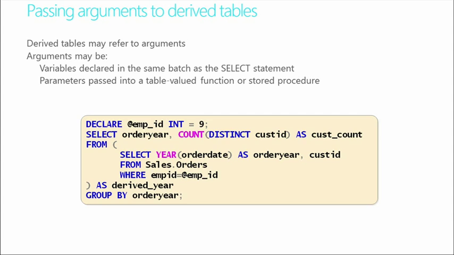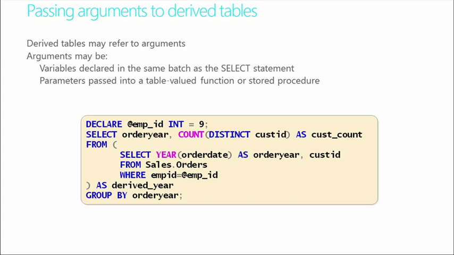And then we're going to perform the query: select year, a portion of the order date, as order year, customer ID, from the sales order table, where empid is equal to the passed empid, the declared variable. We're going to set this up as a derived year, and then group this by order year. This will give us information about the order year, the distinct customer IDs, and the number of items that customers purchase for a particular year.